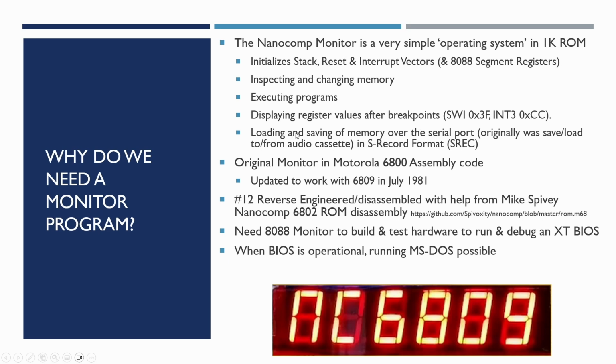We're also able to load and save memory over the serial port, although originally this was saving and loading to audio cassette. And this used the Motorola S-record format, which is a text format for storing binary data. Now, the original monitor was written in Motorola 6800 assembly code. It was updated in July for the 6809 version, but fundamentally it was 6800 code with a few changes for 6809. It didn't make much use of the 6809. And in converting to the 8088, I'm just going to do a very basic conversion. I'm not going to enhance or improve it very much, certainly not in the first round.